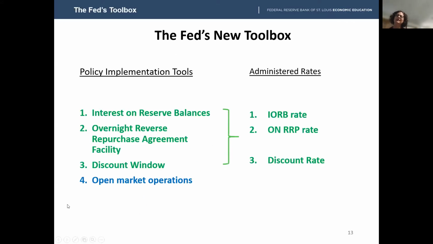This slide summarizes the key tools. On the left are the tools: the interest on reserves, the overnight reverse repurchase agreement facility, and the discount window. Those three tools in green have associated administered interest rates that we just saw on the vertical axis of the last figure. And then open market operations are still there. They're just not the dominant tool used, but the Fed still needs to do them to keep the supply of reserves ample, or large enough that the supply curve intersects the flat portion of the demand curve. Now let's walk through each of these tools.